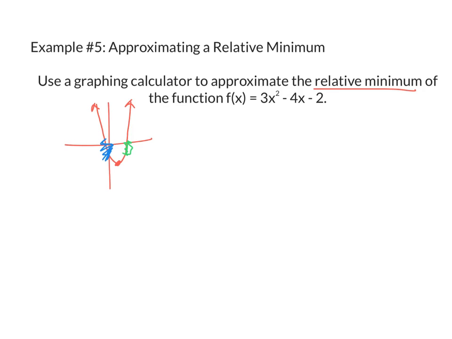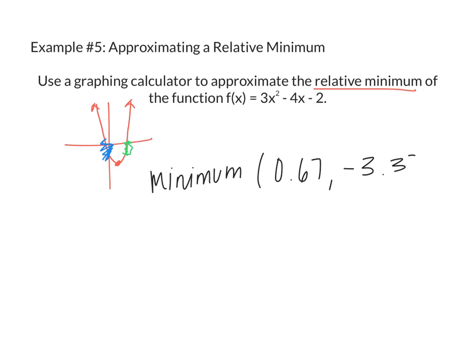And what I see as the minimum point is 0.67. I'm just going to round it. 0.67 comma negative 3.33, and these are all repeating, by the way. If we know our fractions, that's also the same thing as 2/3 comma negative 3 1/3. So that's the minimum, and that's how we find it. We're going to practice that again using the graphing calculator on our last example.